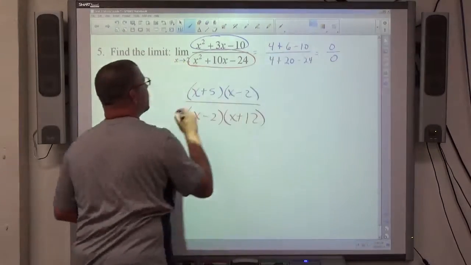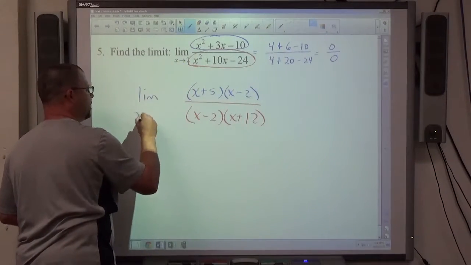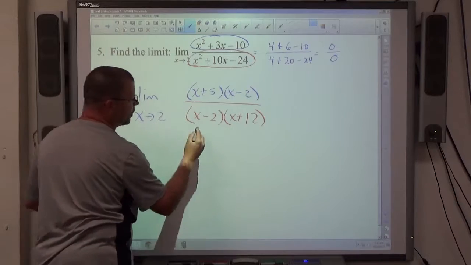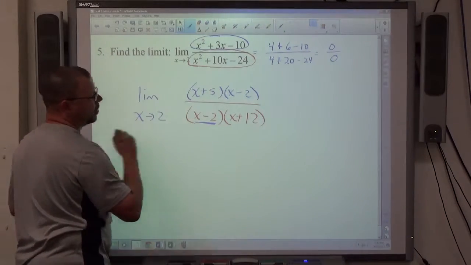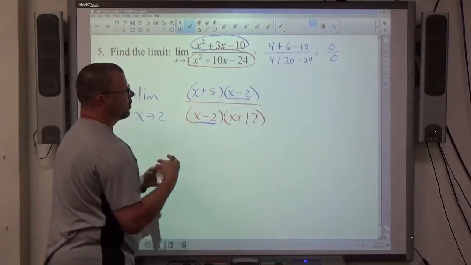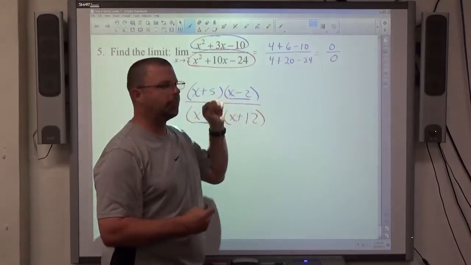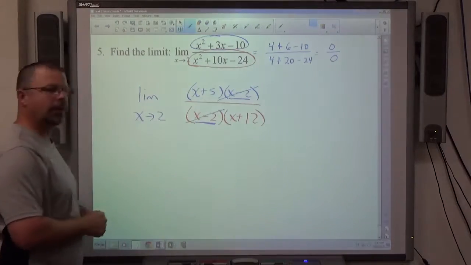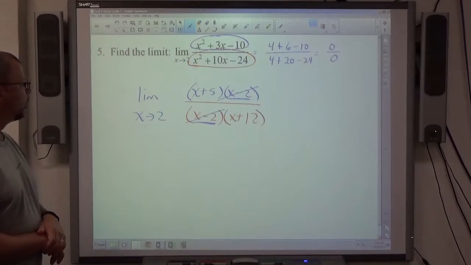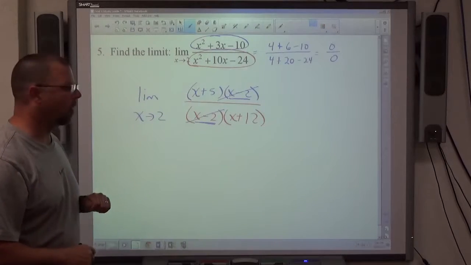And we're still doing a limit as x approaches 2. And you'll notice that x is approaching 2. x minus 2 equals 0 when x approaches 2. This x minus 2 also equals 0, so that's what's creating our 0 over 0 indeterminate form. But since we have the same expression on top and bottom, we were able to cancel those out. That gets rid of our problem. What's left is just a simple x plus 5 over x plus 12.